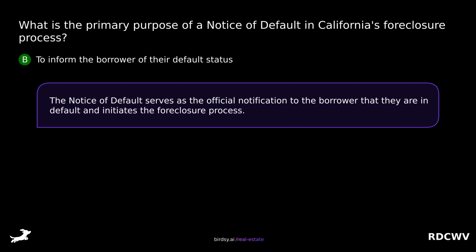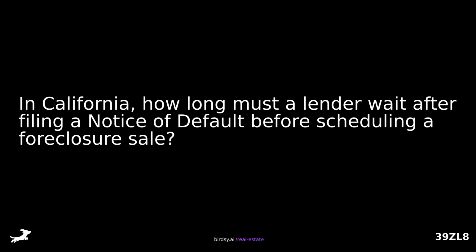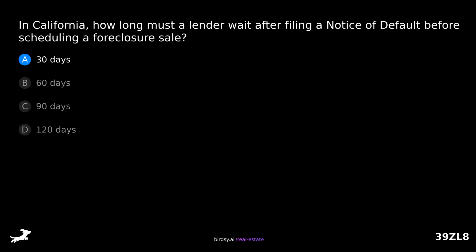foreclosure process. In California, how long must a lender wait after filing a notice of default before scheduling a foreclosure sale? Is it A, 30 days? B, 60 days? C, 90 days? Or D, 120 days? The answer is C, 90 days.